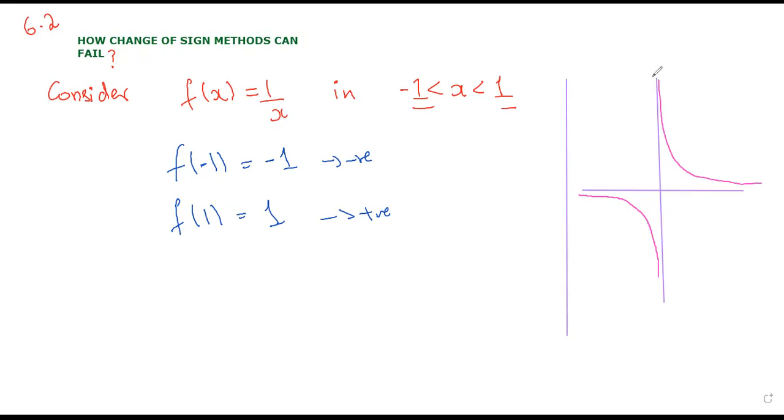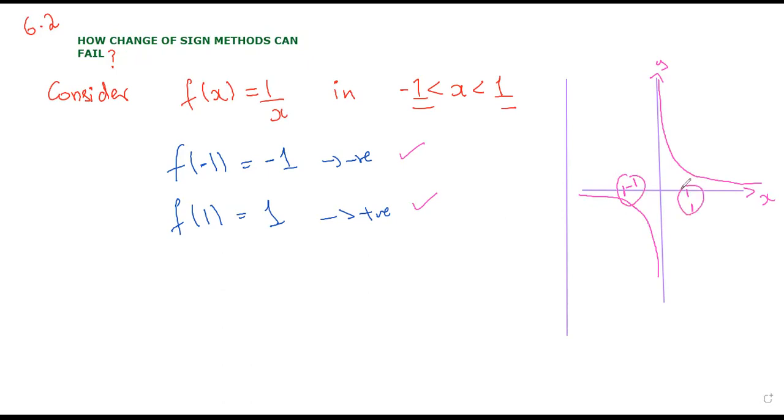And the graph is telling us why we are getting negative here and positive here. Because it's a reciprocal graph, it's on either side. That's why one is positive and one is negative. Exactly, very good, excellent. And do you see the curve cutting the x-axis anywhere between -1 and 1? No, it isn't cutting.